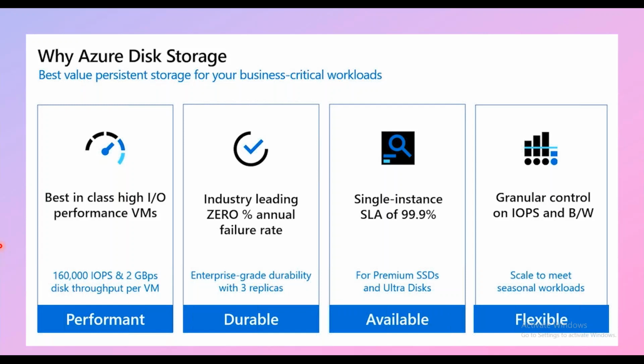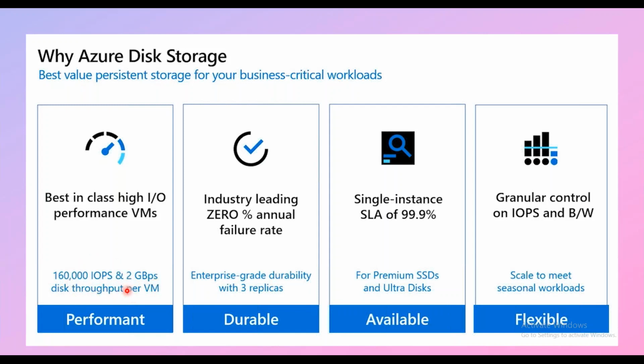Whenever we choose a storage drive or disk storage, we generally look at the capacity that it offers. Capacity is definitely the first one, and then we also look at the performance we get from the disk storage: what the IOPS, throughput, and bandwidth are going to be. Microsoft Azure provides a disk category called Ultra Disk, which provides up to 160,000 IOPS, and you also get 2 Gbps disk throughput per VM.